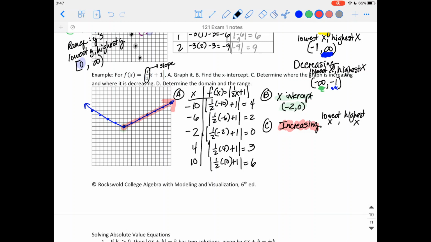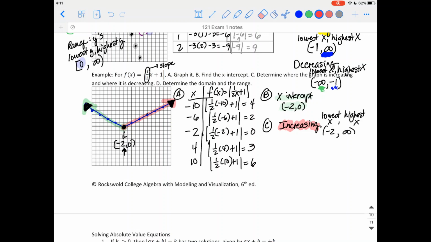So my lowest x is at this point right here, and this is going to be (-2, 0). So my lowest x is -2, always with a parentheses. And my highest x, because of this arrow right here, it's going forever to the right, is going to be positive infinity.